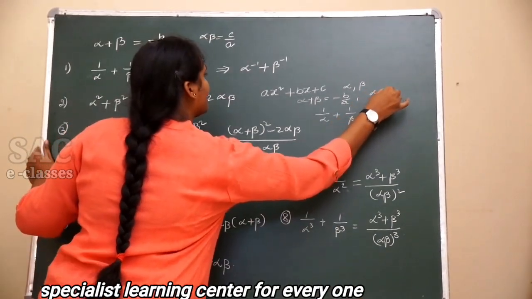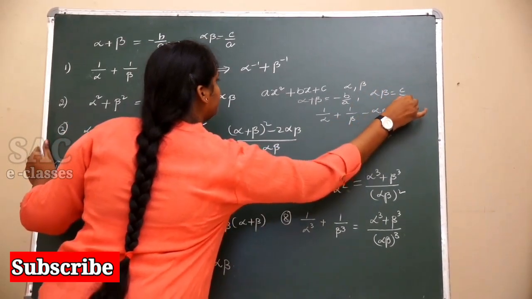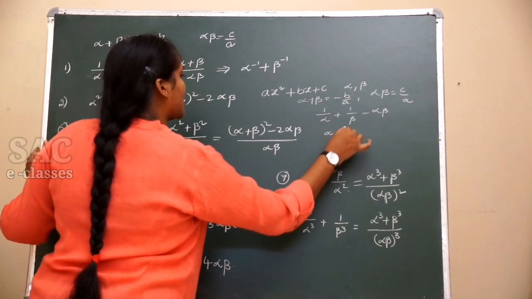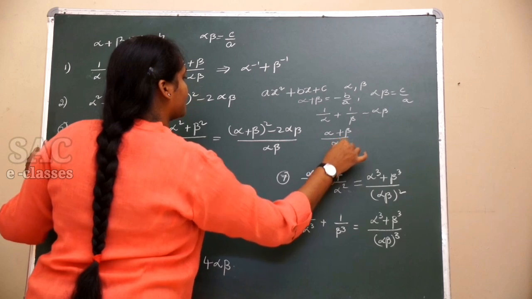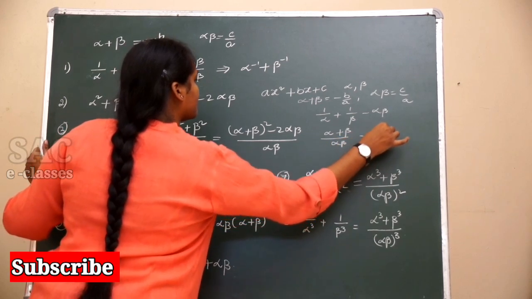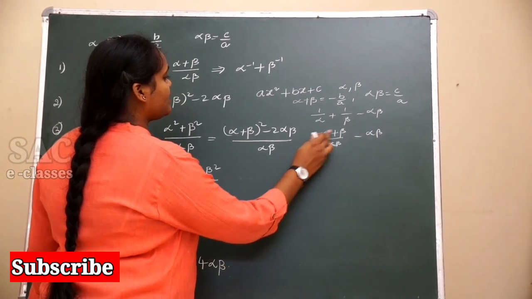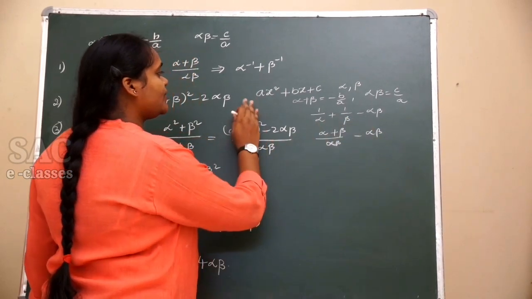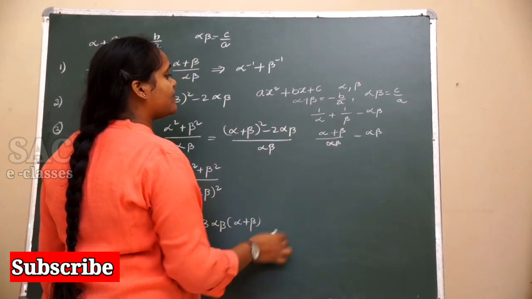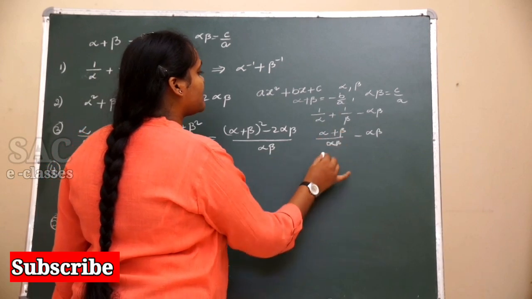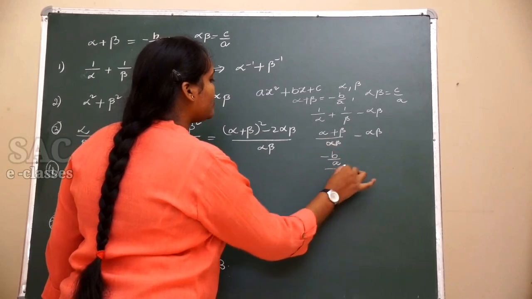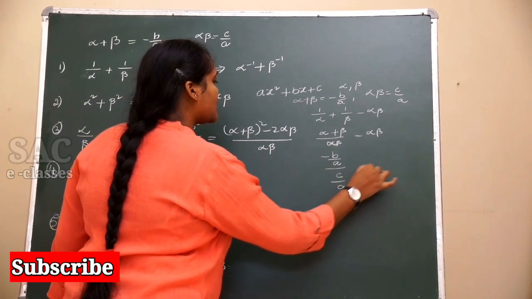What is alpha into beta? c by a. Now how will you write 1 by alpha plus 1 by beta? It is alpha plus beta by alpha beta. But actually we don't know what the alpha and beta values are, but you can write that alpha plus beta is minus b by a, and alpha into beta is c by a, so minus b by a divided by c by a.